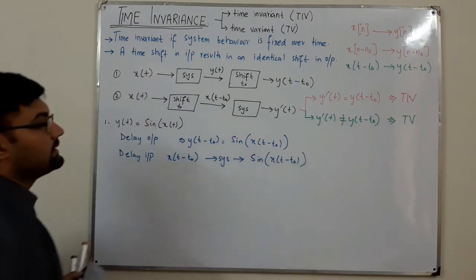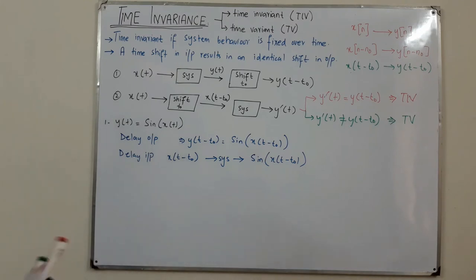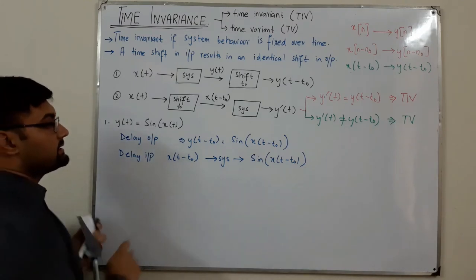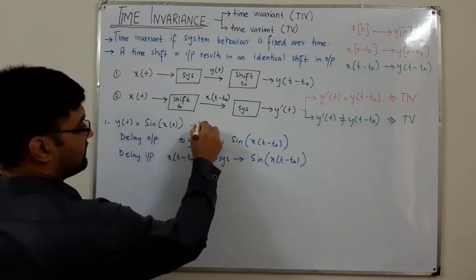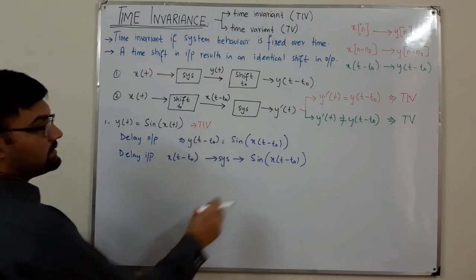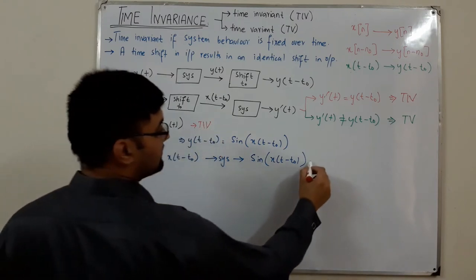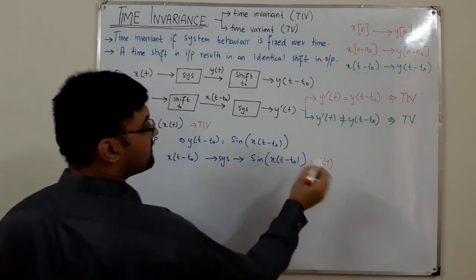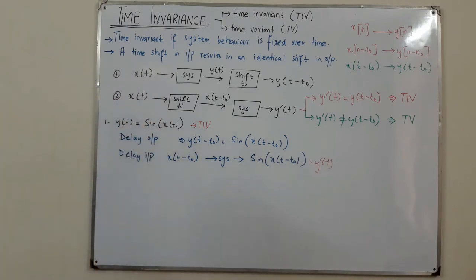So have a look. This system is what? This is a time invariant system, because this is your y dash of t, right? So your y dash of t is equal to your y of t minus t naught. So this is a time invariant system.